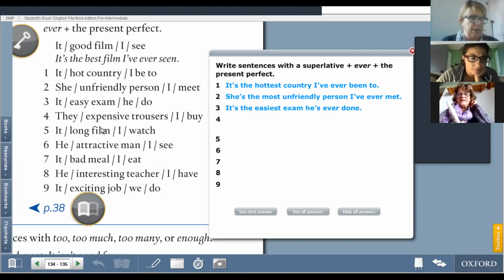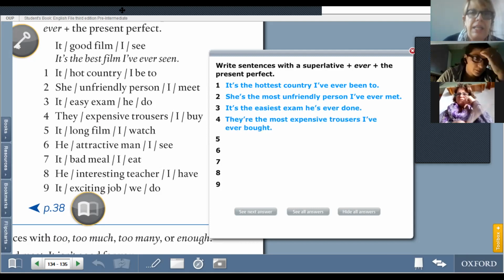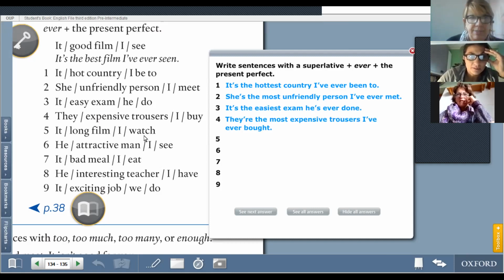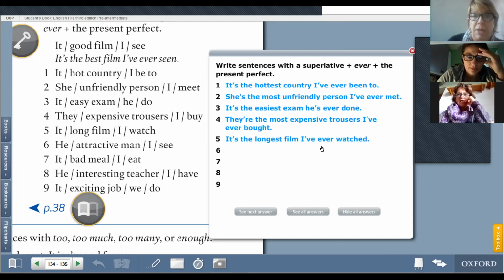They are the most expensive trousers I ever buy. Buy, bought, both are present. Both, brava. They're the most expensive trousers I've ever bought. Very good. It is the longest film I have ever watched. It's the longest film I've ever watched.